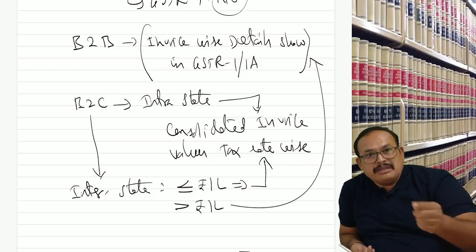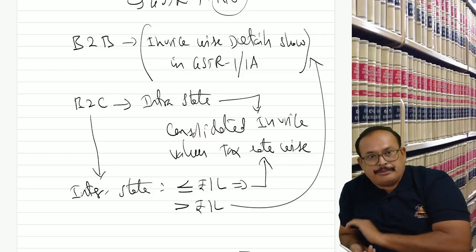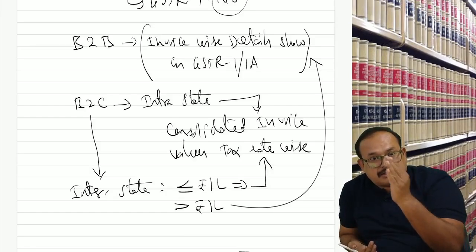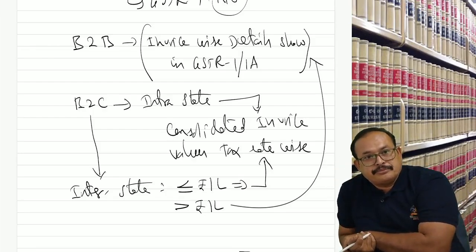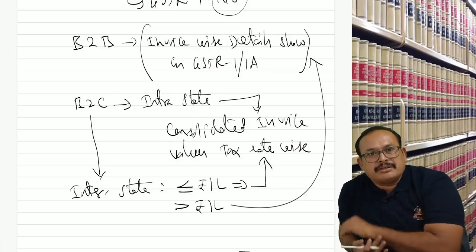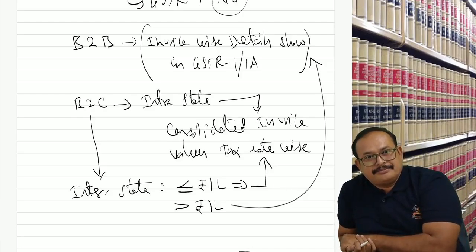For every month GSTR 1, corresponding GSTR 1A is available for you, after filing the GSTR 1 return, before filing the GSTR 3B. Every month you can take. That mistake is not a mistake if you rectify in GSTR 1 return. Is it clear?